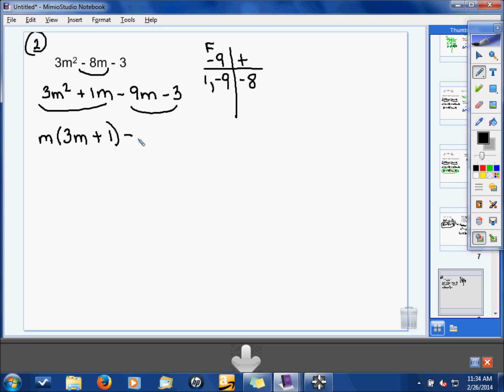Negative 3 goes into both, right? Negative 3 times what gives you negative 9m? 3m. Negative 3 times what gives you negative 3? 1. Now remember, we're hoping that these match. So that can sometimes get you started, and it does. So now the thing in common is 3m plus 1, and we're factoring that out of m and negative 3.